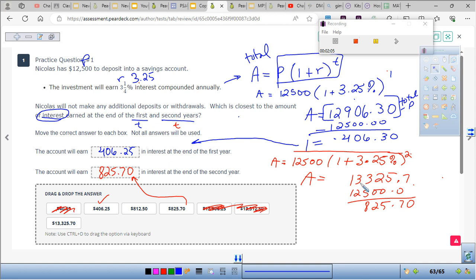Got a total of 13,325.70. Then that's again the total. To get the interest, we minus the principal. So we got the total of 13,325.70, subtract the original initial deposit of 12,500, gives us a difference of 825.70, and there it is. So that second year, they're going to earn interest of that much money. Okay, that's question number 1.